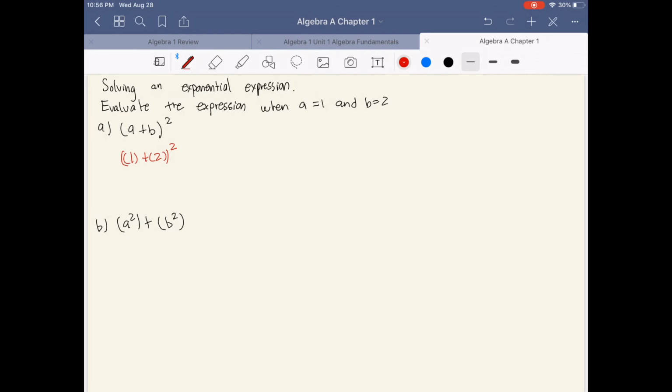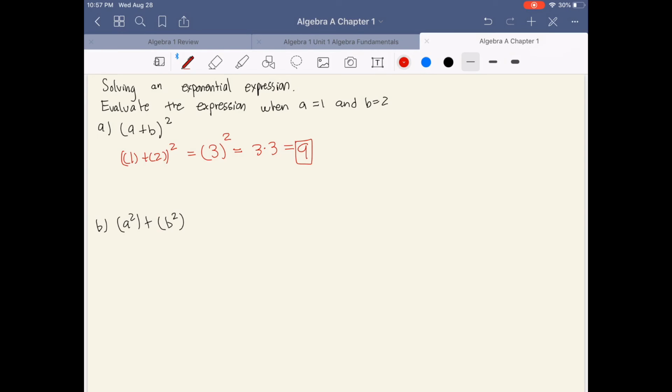So you solve what's inside the parentheses first, because you're following PEMDAS, and P means parentheses in PEMDAS. So you start from top to bottom. 1 plus 2 gives us 3, which is in the big parentheses, raised to the second power. So how do you rewrite 3 to the second power? It's equivalent to 3 times 3, and 3 times 3 equals 9. That is your final answer. Simple? Okay.